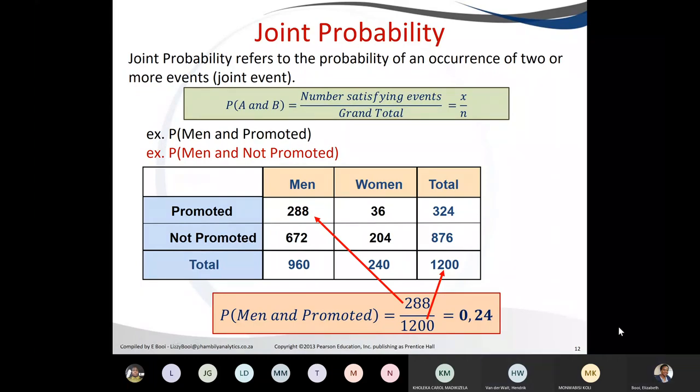Okay, did you get the answer? Let's see if you have the correct answer. The probability of men and not promoted will be given by the joint event of men and not promoted, which is 672 divided by 1,200. Which then gives us 0.56. That's the joint event.